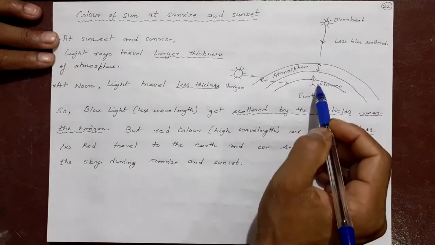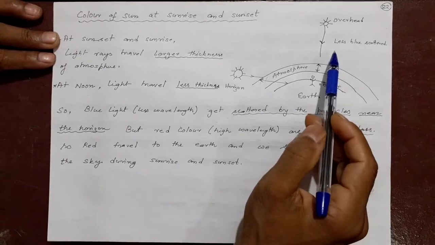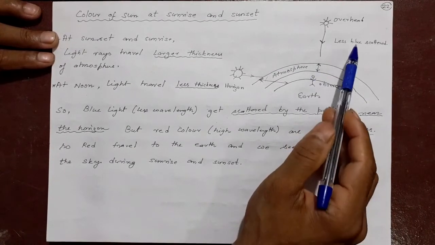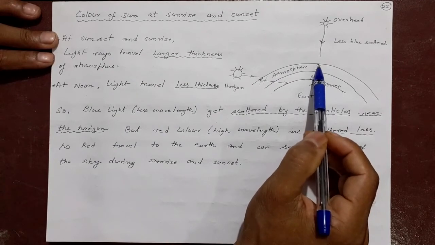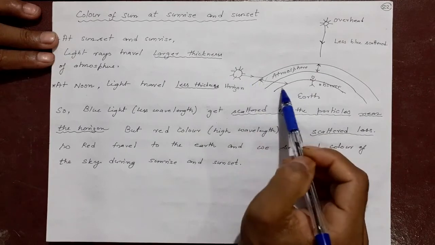Understand? During the daytime, the blue is scattered less. It is scattered, but less. Why is this less? It has to travel a slightly shorter atmospheric path. Here the atmospheric path is longer.